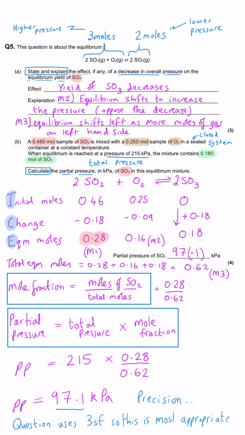The precision isn't too important because we haven't been told to give a particular number of significant figures, although all of the data given so far is to 3 significant figures. So 97.1, probably slightly better.